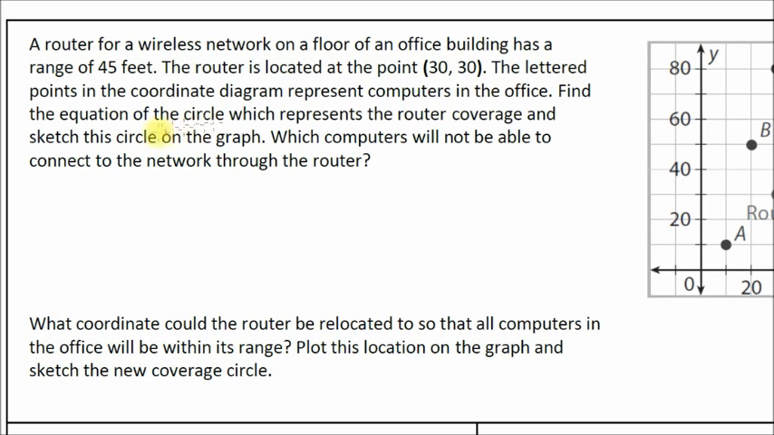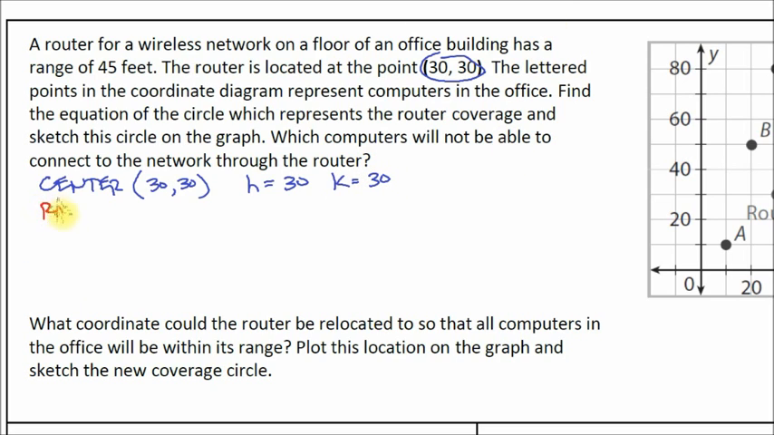So the first thing we want to focus on is, how do we find the equation of the circle that represents the router coverage? Well, that should be pretty straightforward. We need to know two things in order to graph or find a circle. We need to know the center and the radius. Let's find the center. Well, that is given to you. The center is at (30, 30). And that means we know that h is equal to 30 and k is equal to 30. There's our first part.